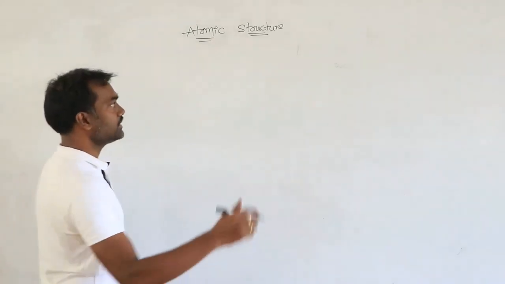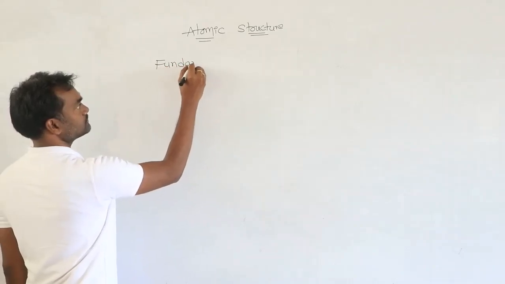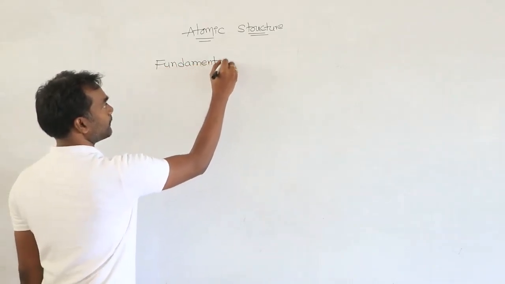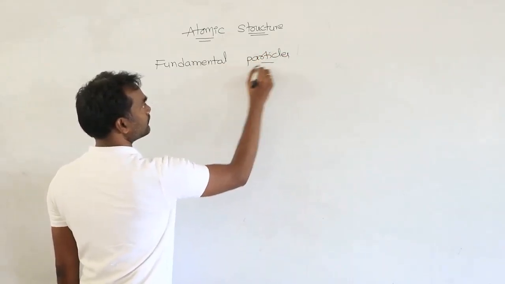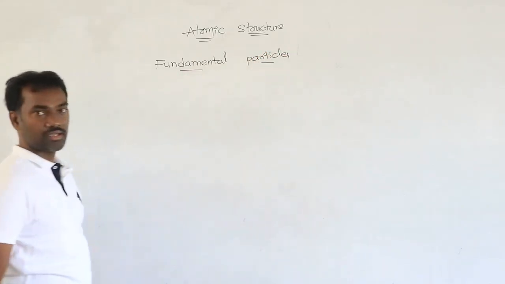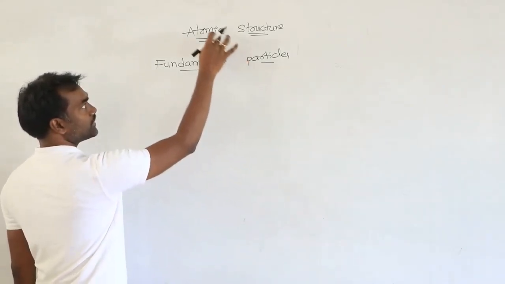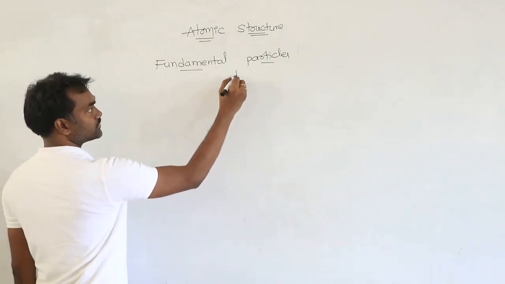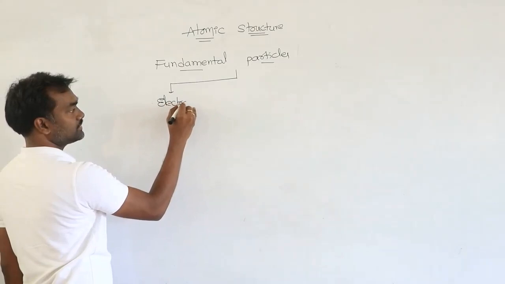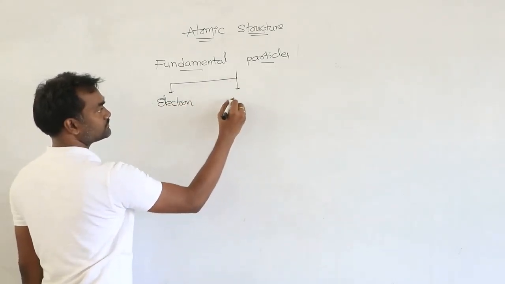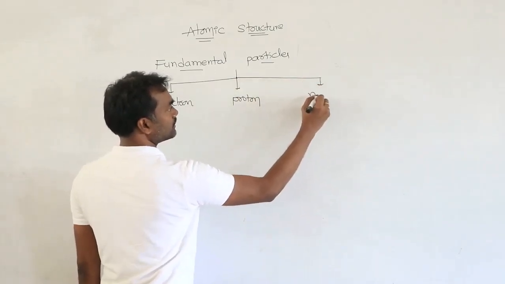The most important thing is fundamental particles. What are fundamental particles? Atoms are made only from fundamental particles. The main fundamental particles are three: electron, proton, neutron.